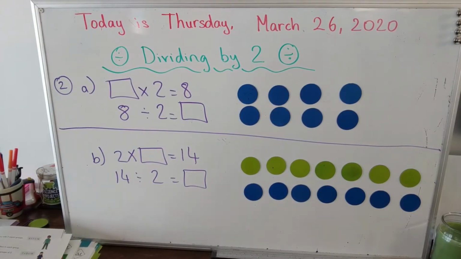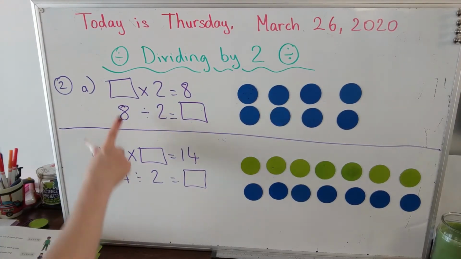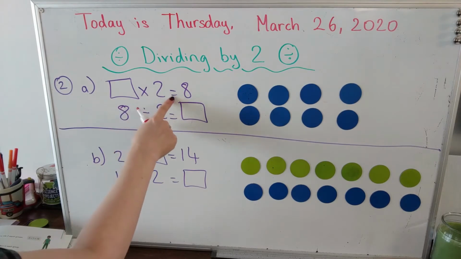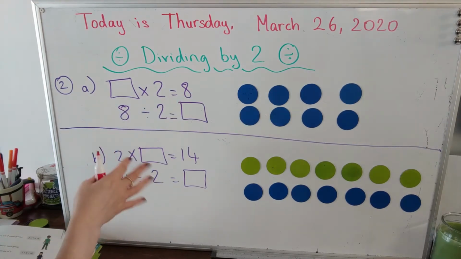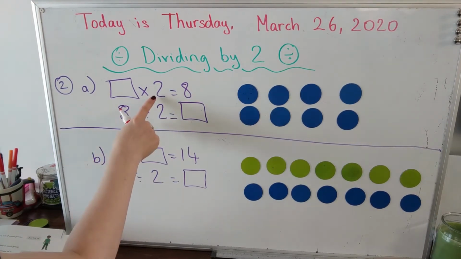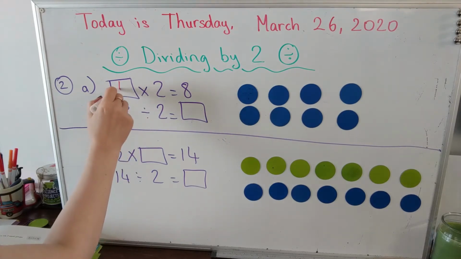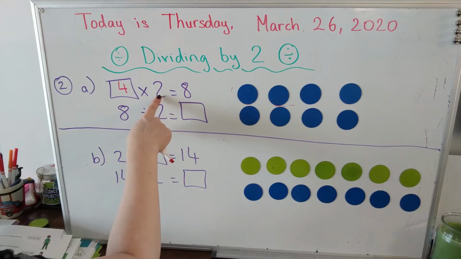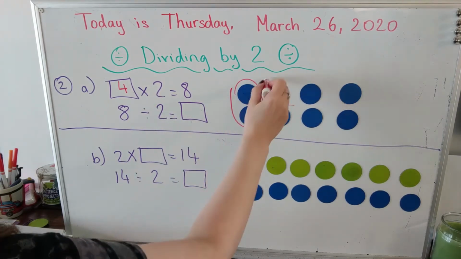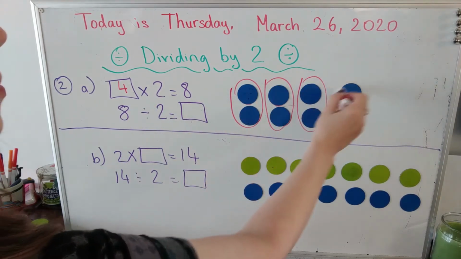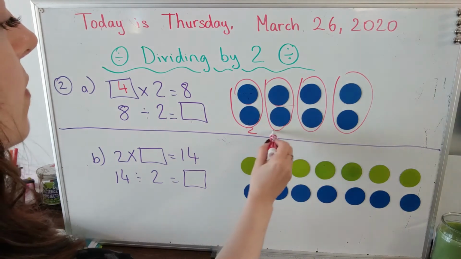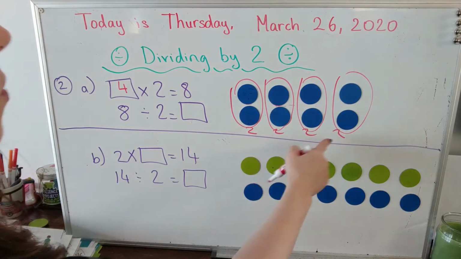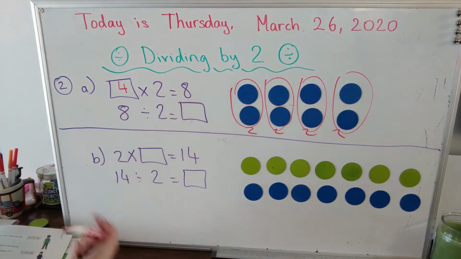Let's look at number 2, letter A. It says, what times 2 equals 8? Because we know our multiplication facts of 2, we can say 2 times 4 equals 8. 4 groups of 2. Here's group 1, group 2, group 3, group 4. Each of them has 2: 2, 4, 6, 8. 4 groups of 2 equals 8.